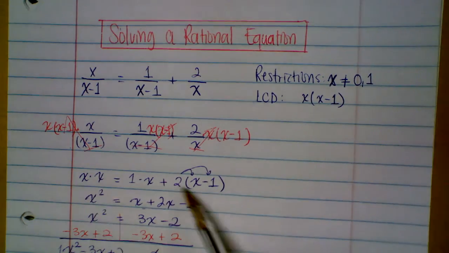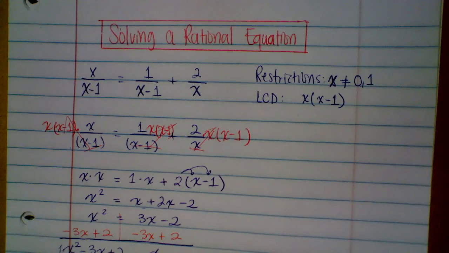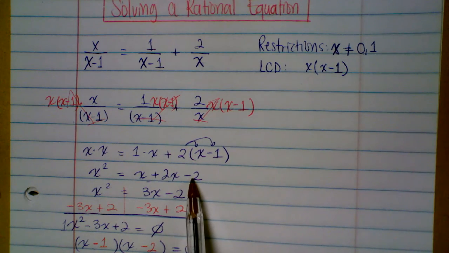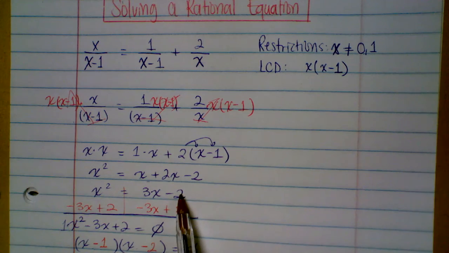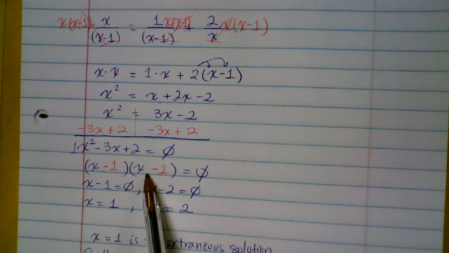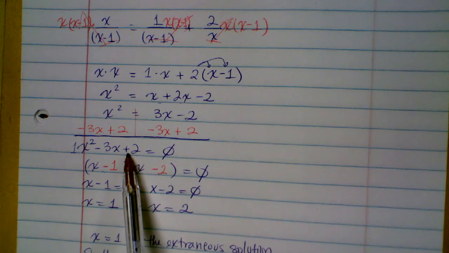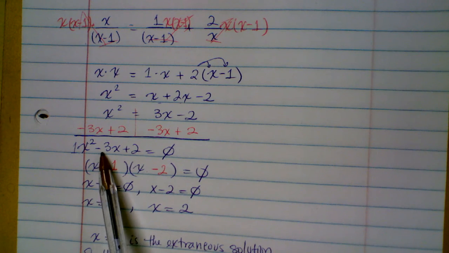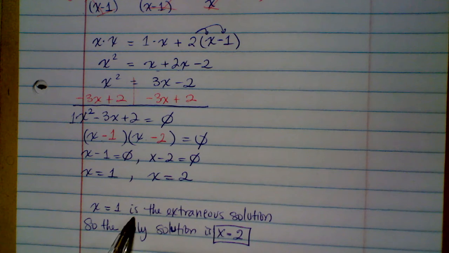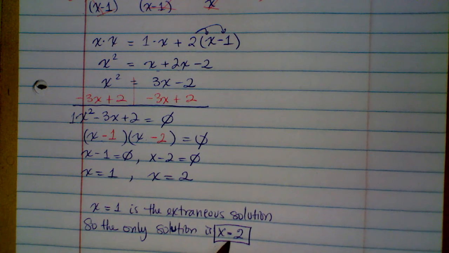Then you end up with a quadratic polynomial. In this example, we wrote the quadratic equation in standard form, and then you were able to factor by finding two numbers that multiply to 2 and add to negative 3. We apply the zero product property, and then you're able to identify the extraneous solution. So the only solution is x equal to 2.